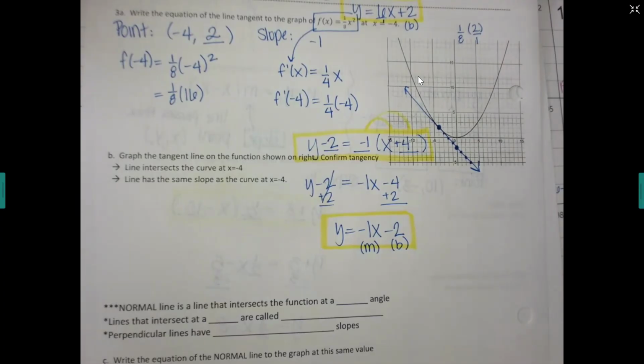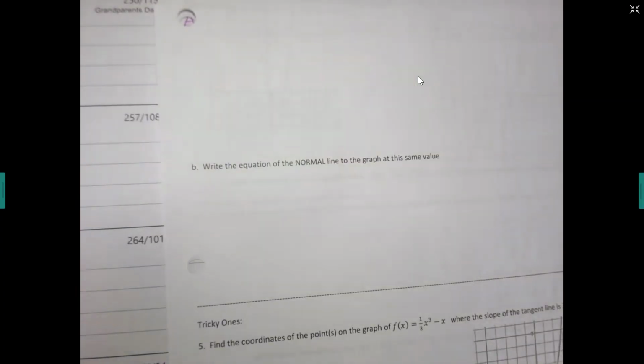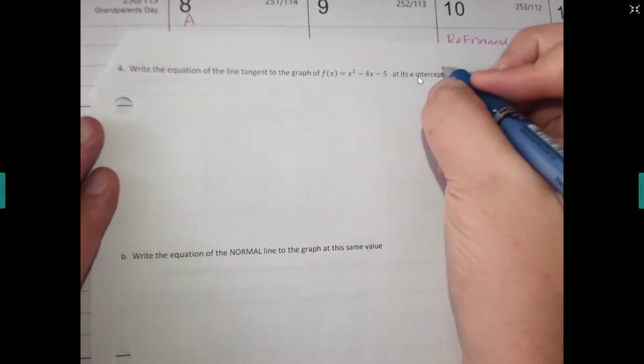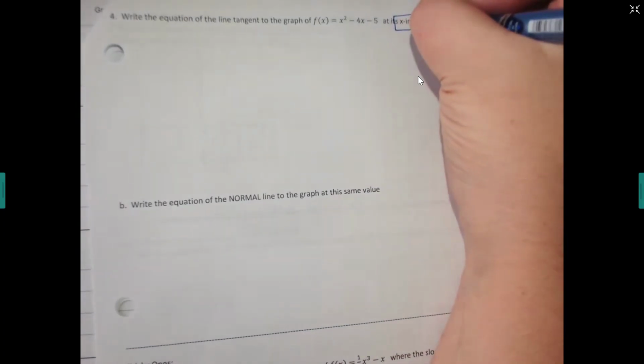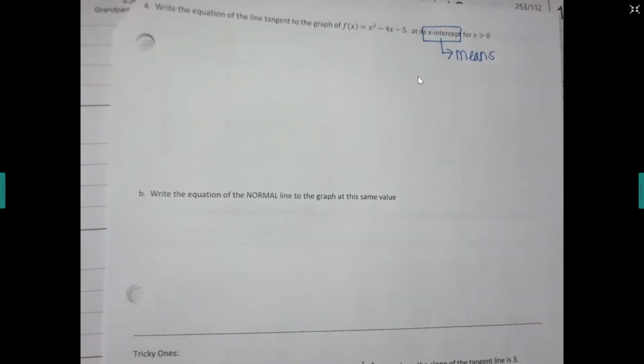Okay, so it asks you to write the equation of a tangent line, but this time, rather than telling you part of the point, it just asks you to do it at the x-intercept. This is going to require a little bit of your Algebra 2. If I want an x-intercept, they're giving me part of the point, but they're not giving me the x. What y would I have to be at to be on the x-axis? If I'm along the x-axis, what would my y value have to be? What number?